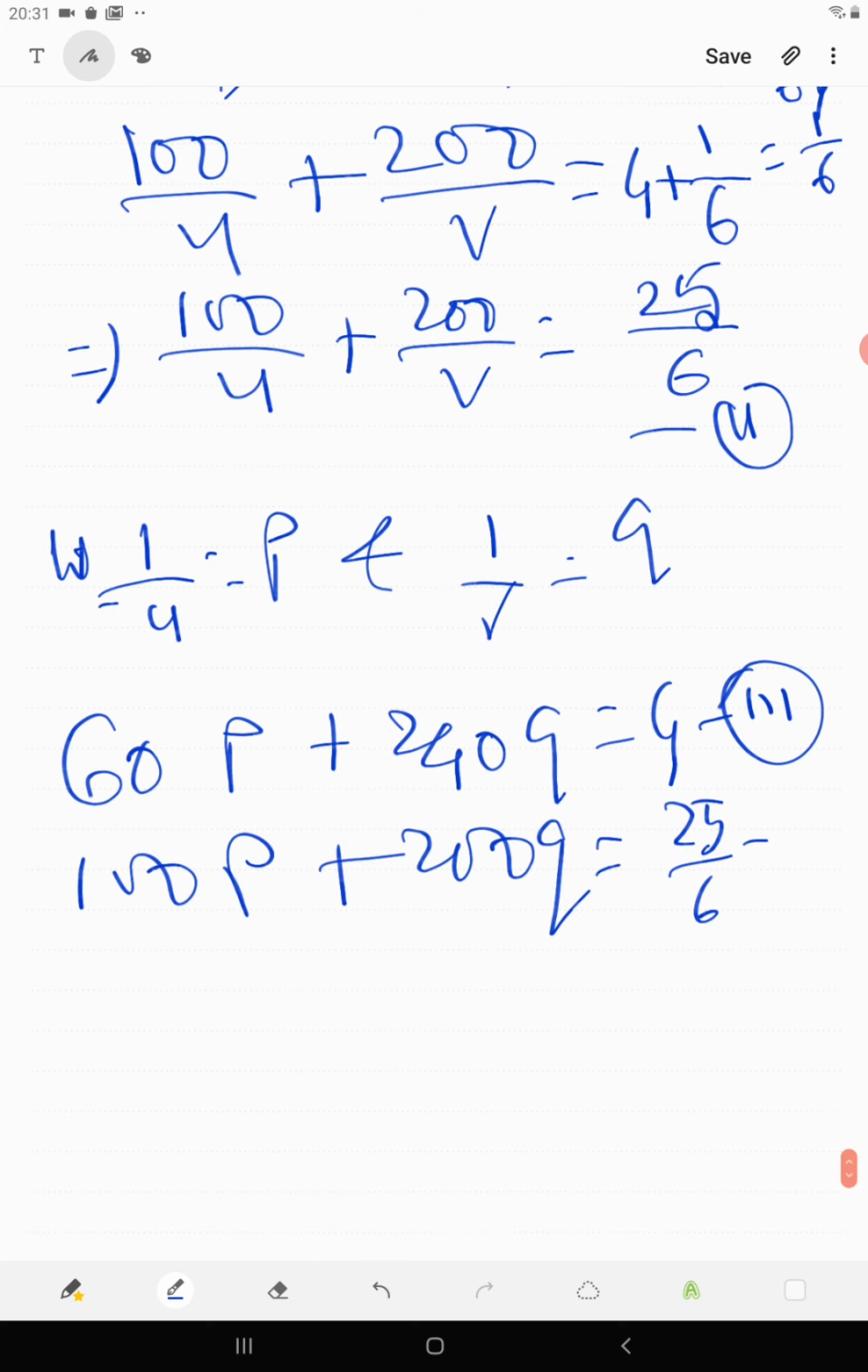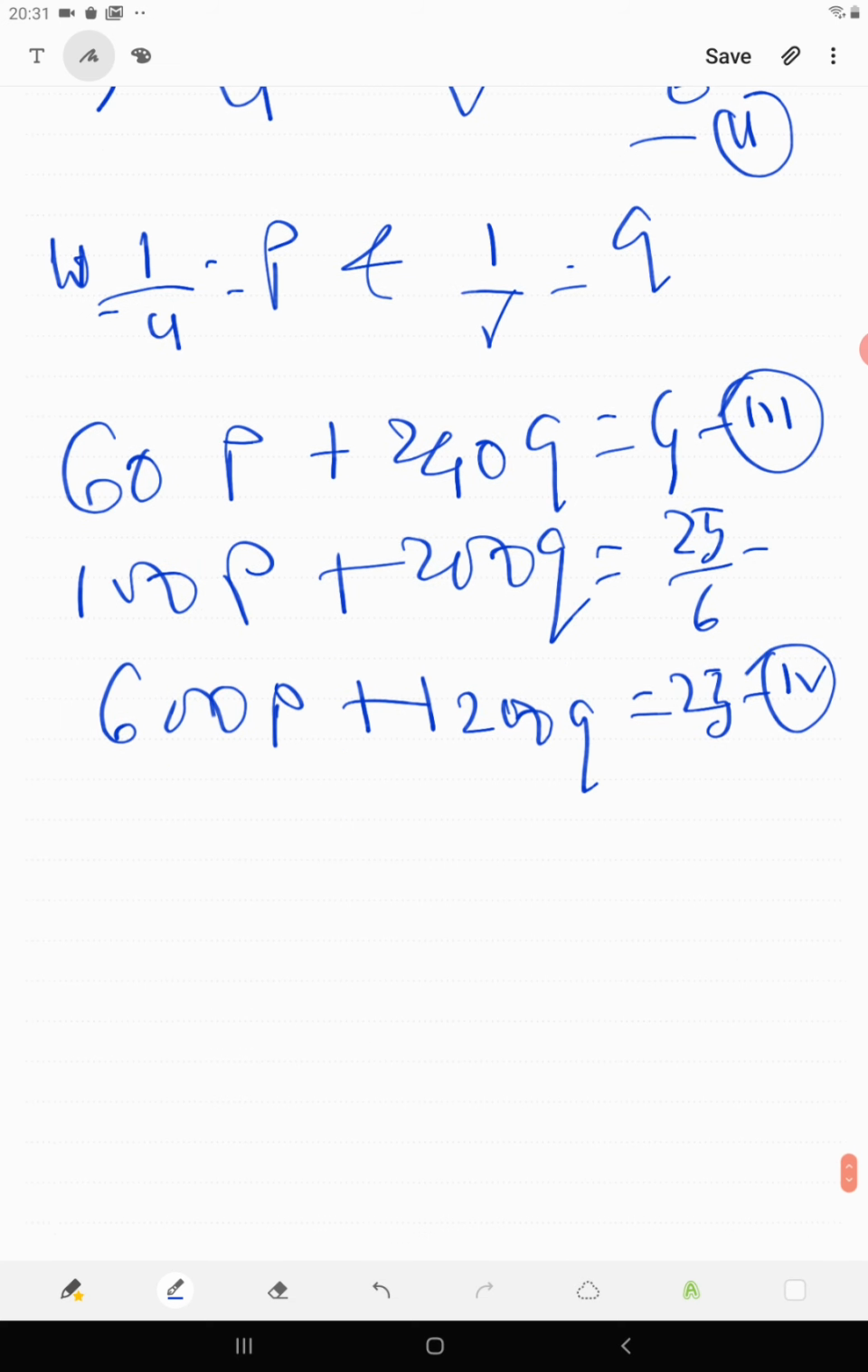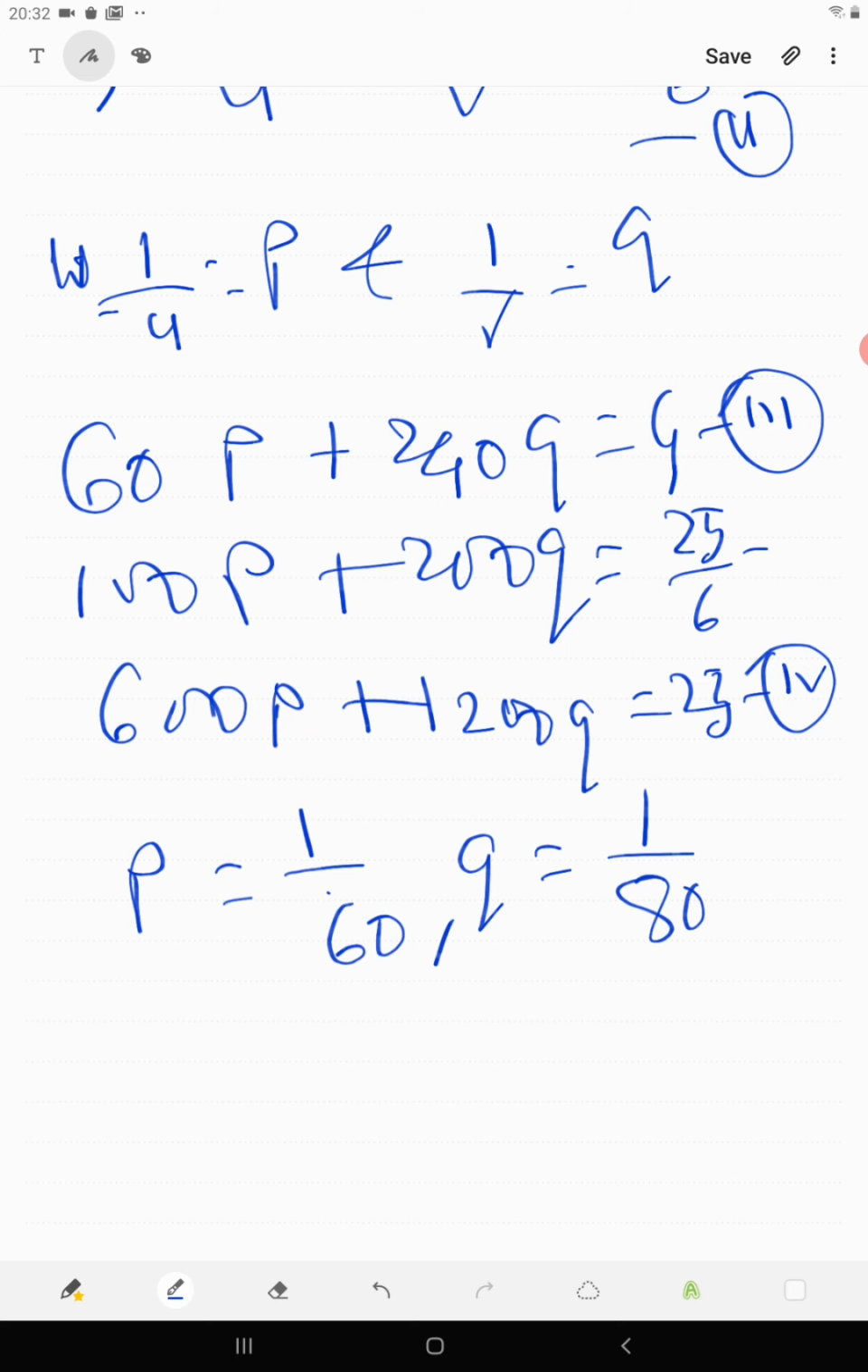So 6 we can take it towards left. It will be 600p plus 1200q equals to 25. This is our equation 4. Now solving 3 and 4, we will get p equals to 1 by 60 and q equals to 1 by 80. This one we should get after solving. You can apply any of the method. This is the thing you will get.